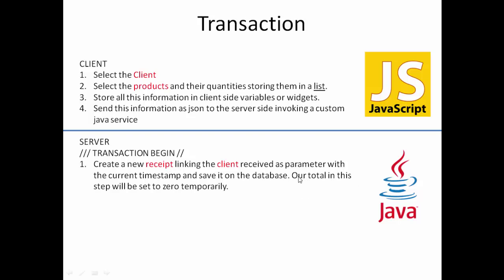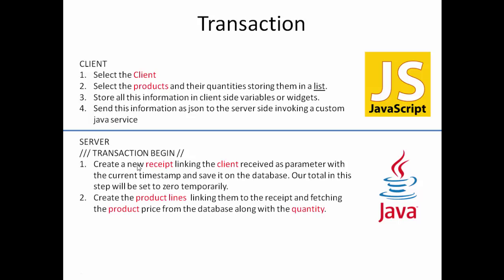And our total at this point will be set to 0. Otherwise, the database, the way it's wired, is not going to let nulls be saved. So we'll set it to 0. Once we create the receipt, we have to fill the product lines on the list receipt product many to many table, and we have to specify the product and get the product price from the database.